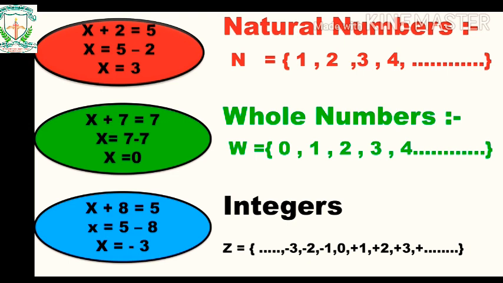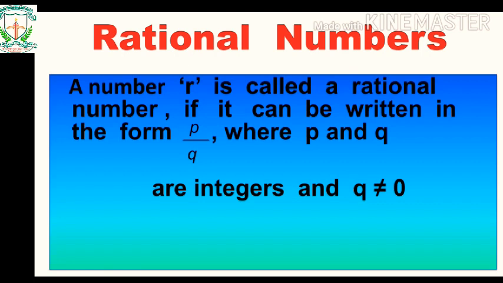Now once we know this, we come to our topic, rational numbers. We'll understand the definition of rational numbers. A number R is called a rational number if it can be written in the form P by Q, where P and Q are integers and Q is not equal to 0.